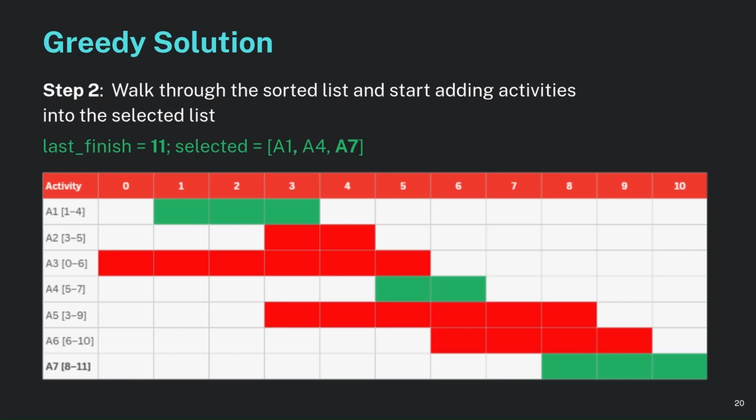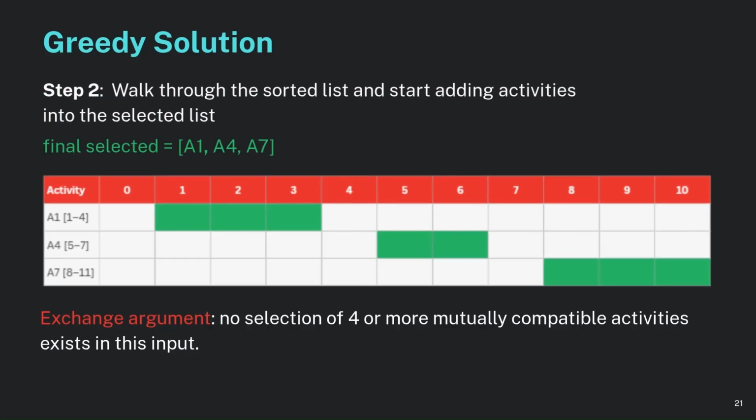At the end, 3 activities are selected in total, which are A1, A4, and A7. They are perfectly non-overlapping, back-to-back on the timeline. Maximum activities are selected, which, as we said, is 3. And we need to say this is optimal, and no selection of 4 or more mutually compatible activities exists in this input.